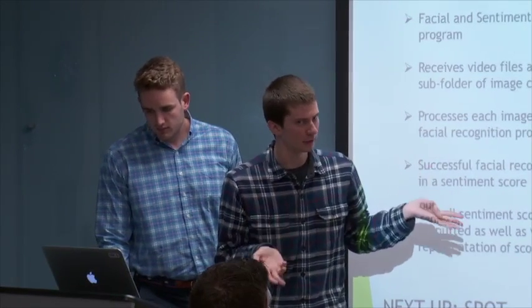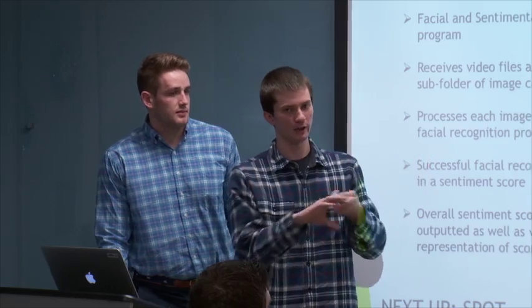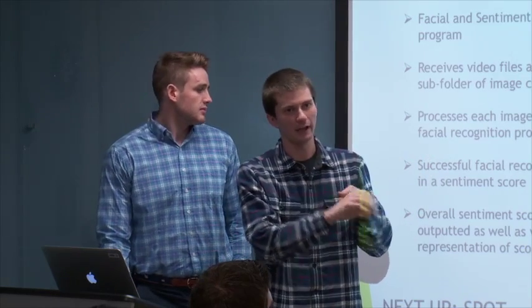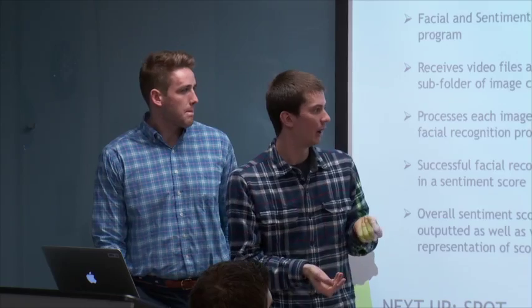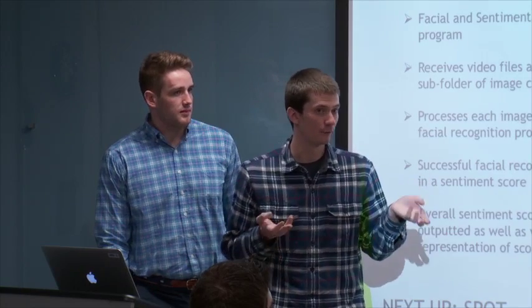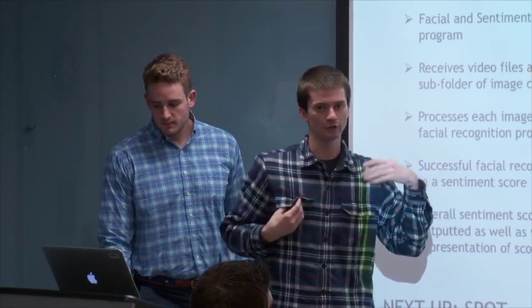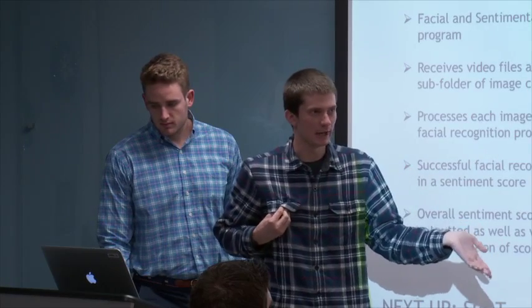The only four emotions that the Google Cloud Vision API works with are happy, sad, surprise, and anger. And the Vision API is part of Google's machine learning, so the results change day to day.